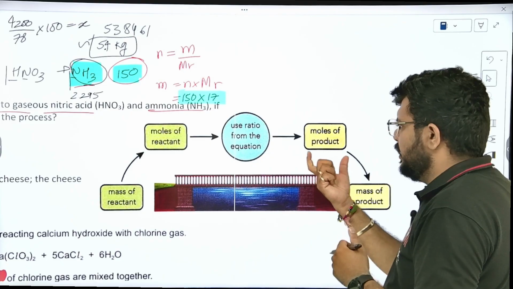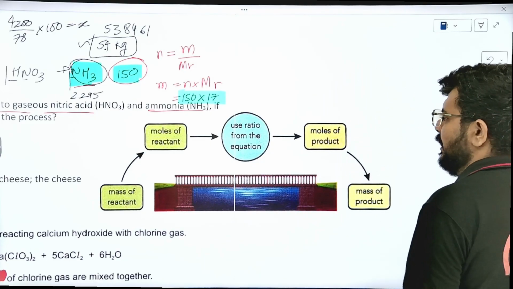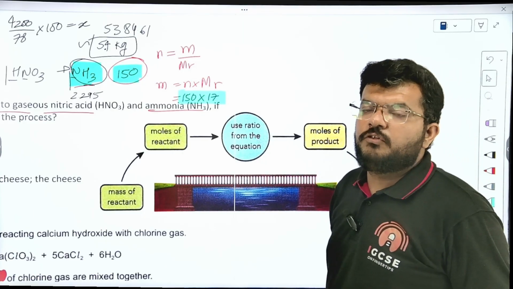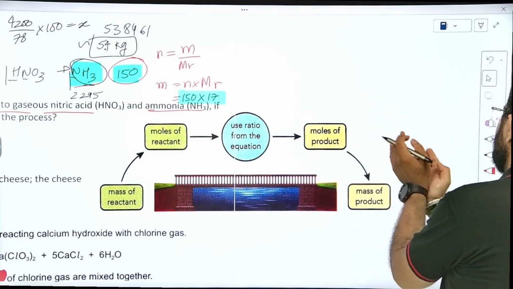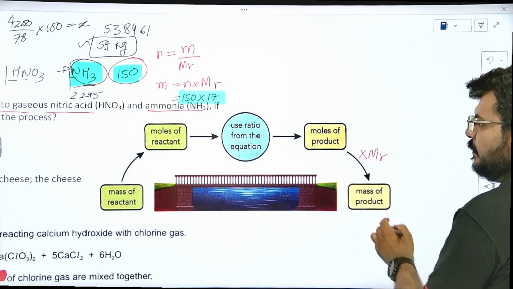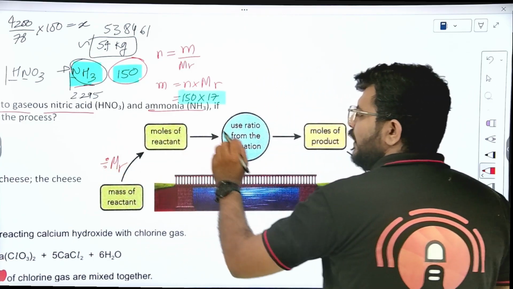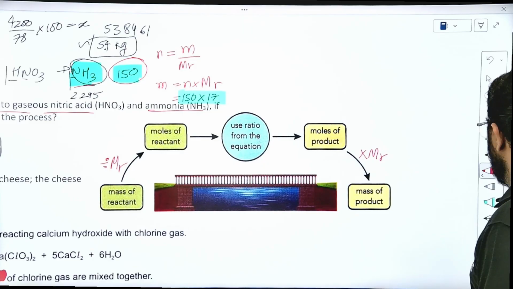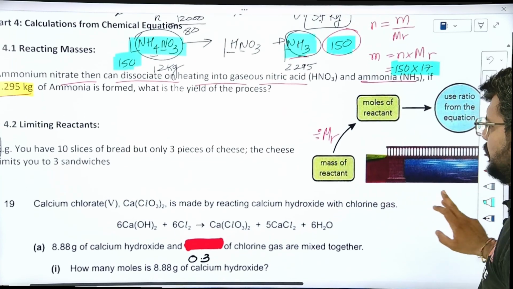75 moles. So accordingly we will do that, and we have a lot of examples coming, and we'll be able to find out that way. Moles of product will give you the mass of product as well. You will easily be able to establish from moles, multiply by Mr, you will find mass, and from mass divide by Mr, you will find moles, right? So use the ratio from the equation, and this is how you find the reacting masses.